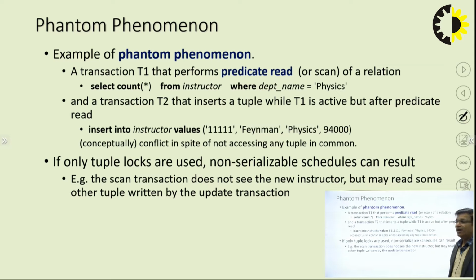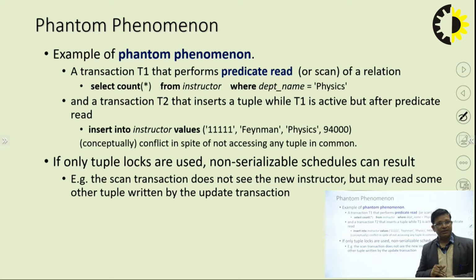Okay, this is the phantom phenomenon. Let's see a very simple example. What is phantom? Phantom means false phenomenon. Let's say, for example, if we have updated a record, but you read the previous value, but the record has been changed. Then we say that you have read the fake or false value. So this is called the phantom phenomenon.